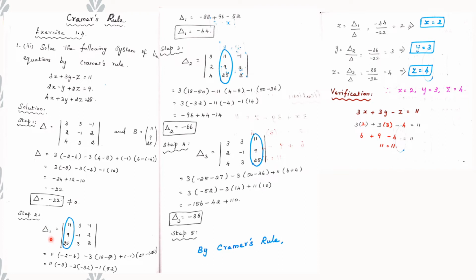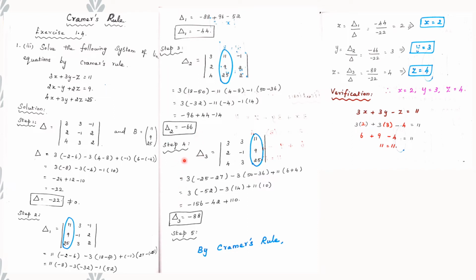In step 2, how to find the delta 1 value. Delta 1 is nothing but replacing the first column elements with the B matrix elements. Then I have to find the determinant value. At that time we will get delta 1 equal to minus 44. Next you have to proceed to step 3. Delta 2. In delta 2, you have to replace the second column elements with the B matrix. Then we will get delta 2 equal to minus 66.